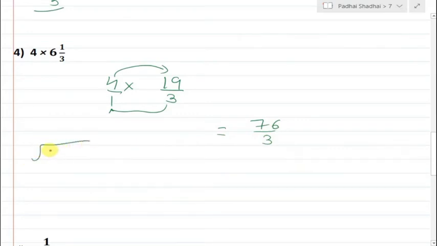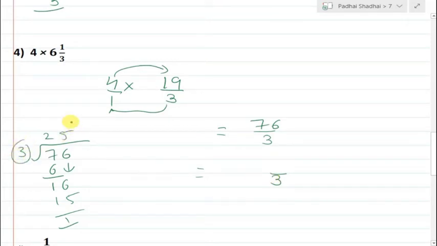Now we have to convert 76 by 3 into a mixed fraction, so divide it. 3 2s are 6, remainder 1, and 6 take down. 3 5s are 15, remainder 1. Arranging it, 3 will come in the denominator, 25 as a whole number, and 1 as a numerator. So the final answer is 25 integer 1 by 3.